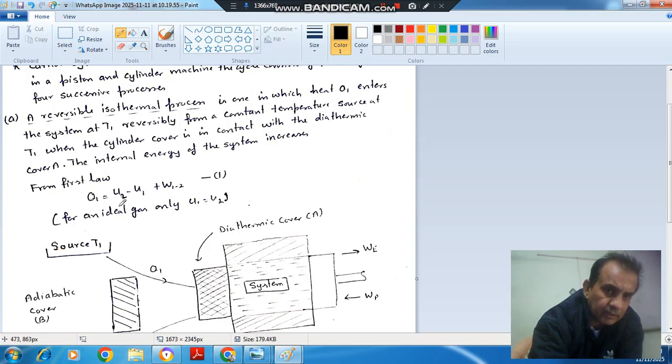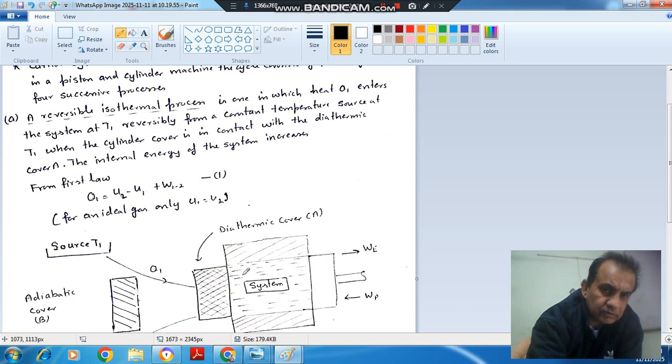so W12 is the work, and if the gas is not a perfect gas, then there will be a change in internal energy, because only for an ideal gas is there no change in internal energy when an isothermal process is maintained. But if there is a non-ideal gas, then there will be a change in internal energy. So Q1 is equal to U2 minus U1 plus W12, which is your first law. If it is an ideal gas, then U1 will be equal to U2. So here, if it is an ideal gas, then all the heat supplied will be converted into work done.